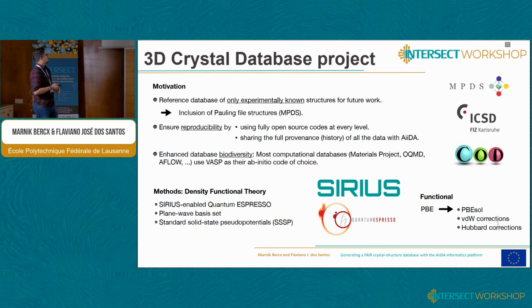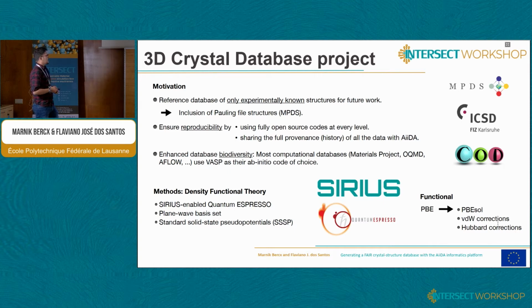For our methods, of course, we're relying on density functional theory as implemented in the Quantum Espresso codes, and we're using the Sirius-enabled version here. Sirius is a library that allows other DFT codes to rely on its algorithms to run more efficiently and easily on new GPU architectures.